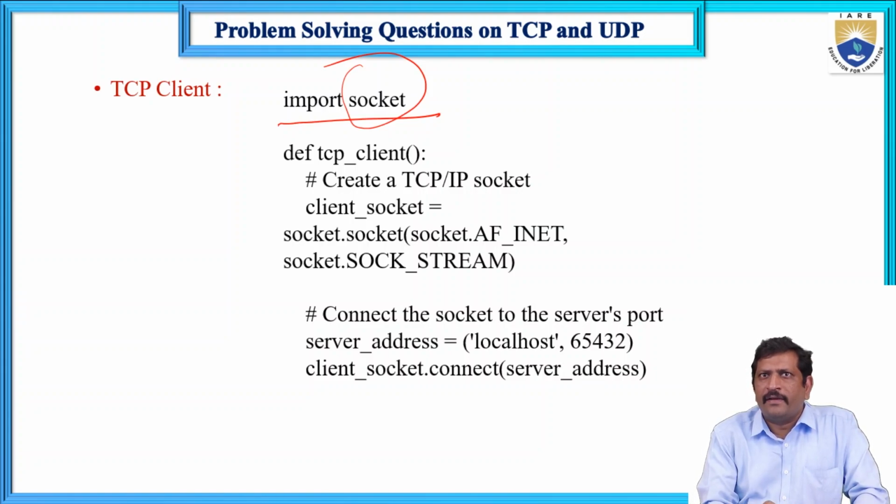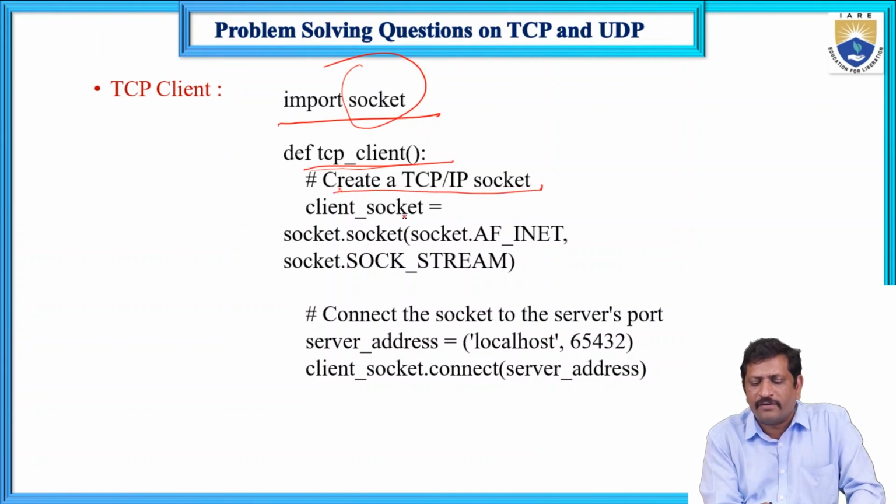For that, in the header files, we write the definition, the method TCP client. TCP client means this is the function which is defined at the client side only, creating the TCP IP socket at the client side. For that, the function is client socket. The socket is created at the client side.